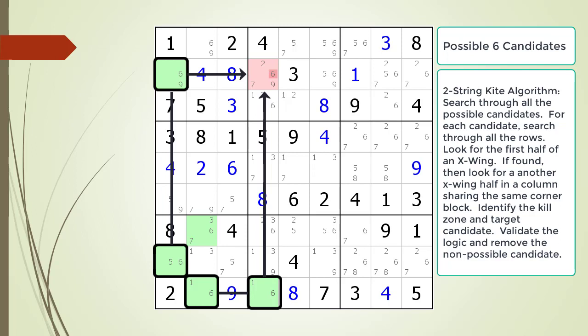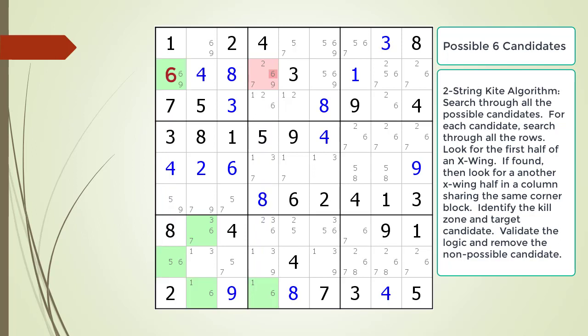Also, there are three cells in the shared block 7, which we will have to take into account when validating our logic. Let's review our logic. Because of the extra cell in block 7 having a possible 6 candidate, this example will have 5 scenarios to test. The first scenario is we have a 6 in cell 2,1. This immediately results in our target candidate in our kill zone being killed as shown with an X.